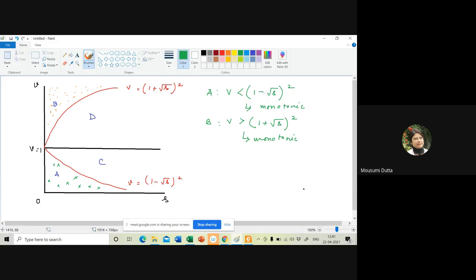Now here in zone A, along with V less than 1 minus root S whole square, we are getting this to be less than 1. So monotonic, convergent. Here we are getting the value to be greater than 1. Check whether you are understanding. A, B zones are clear or not? Is it clear to everyone? Zone A and B? Yes, ma'am.